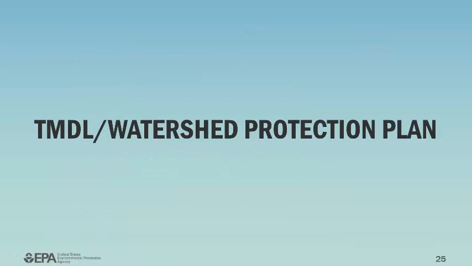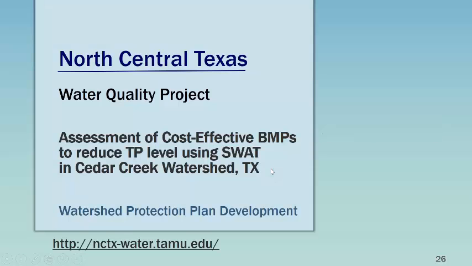Okay, I'm now transitioning from SWAT as a model to an application of how SWAT was used for a TMDL or to develop a watershed protection plan, what we call a watershed protection plan in Texas. This is a project that was done in North Central Texas, where we are trying to assess the cost-effective way to evaluate the various BMPs to reduce the phosphorus level in a watershed, the Cedar Creek watershed. You can learn more about this watershed protection plan from this website.